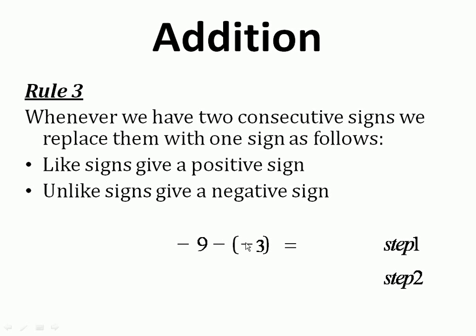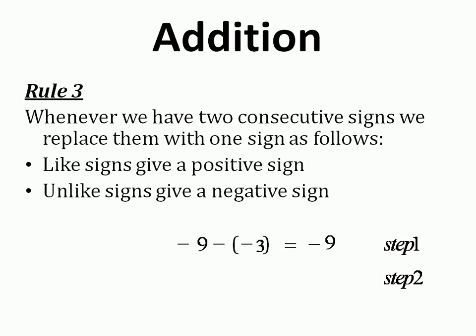Now, here are the two consecutive signs. Right there. The negative 9 that we have here is not affected by the consecutive signs that we have here, and is therefore taken to the other side of the equal sign unaffected. So that negative 9 will go over to the other side.